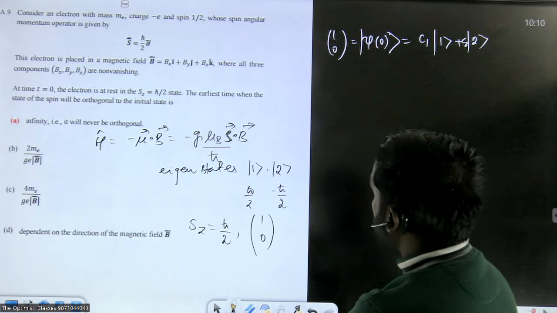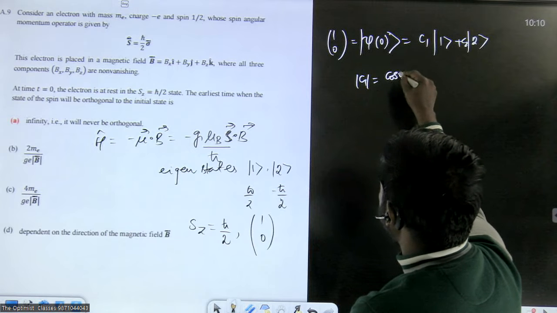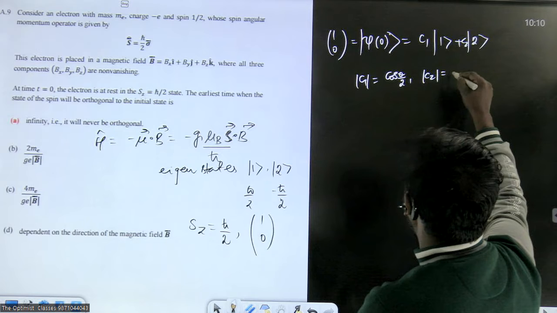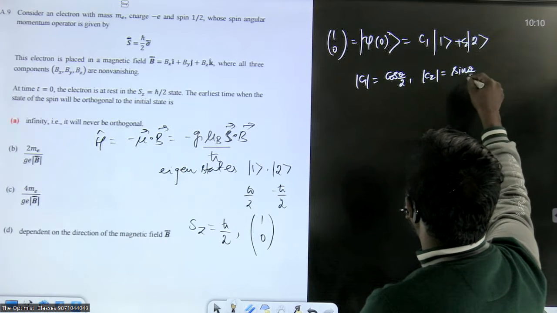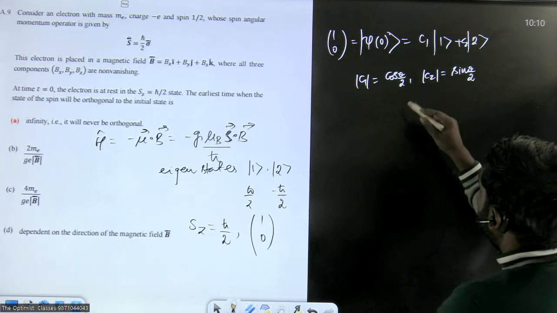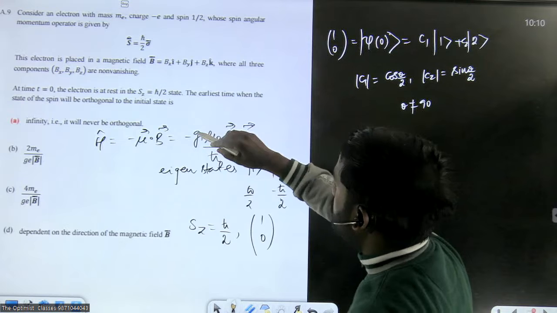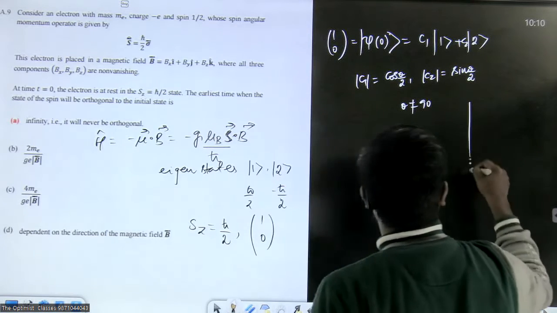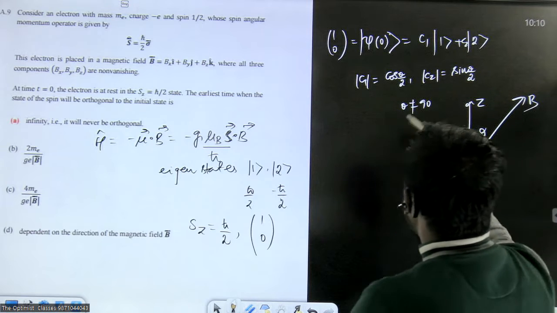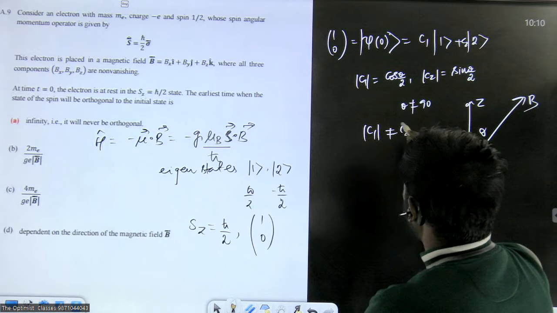Here, if you calculate the modulus of C1, it comes out to be cos theta by 2. This is a detailed theory. If you calculate the modulus of C2, it comes out to be sin theta by 2. If theta is not equal to 90 degrees, the magnetic field is something like this. This is the Z direction, the magnetic field is something like this, and this angle is theta. So if theta is not 90, then the modulus of C1 is not equal to the modulus of C2.